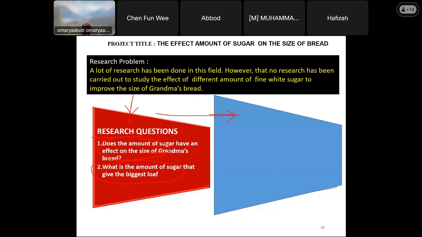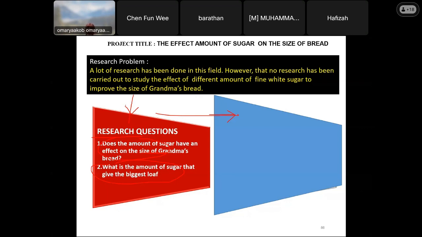anybody has a suggestion? Orang lain pula. Anybody? Bharathan, Professor. Yes, Bharathan? The amount of sugar needed for the maximum loaf size. So you need to have something in front. You cannot just say the amount of sugar. You must say, to determine whether the amount of sugar has an effect on grandma's bread, right?